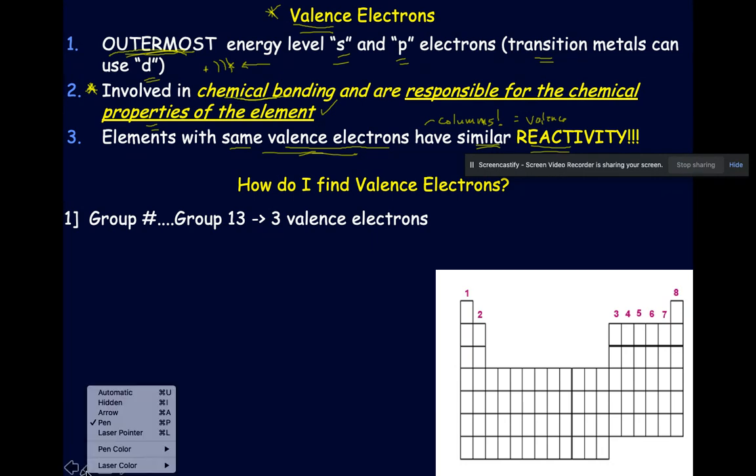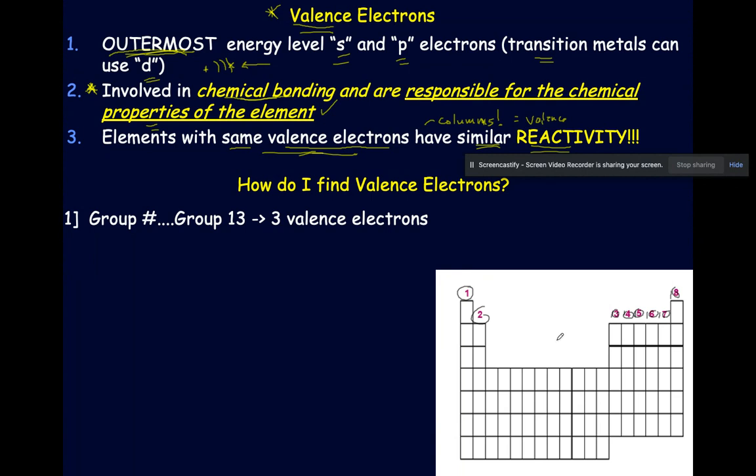I know this is not wrong, but it's a little misleading here. This should be 13, 14, 15, 16, 17, and 18, where the second number is the valence electrons. So 4, 5, 6, 7, and 8. In column number 1, valence electrons 1; 2; 13 would be 3, 14 would be 4, 15 would be 5, 16 would be 6, 17, and 18. Again, noble gases would have 8.